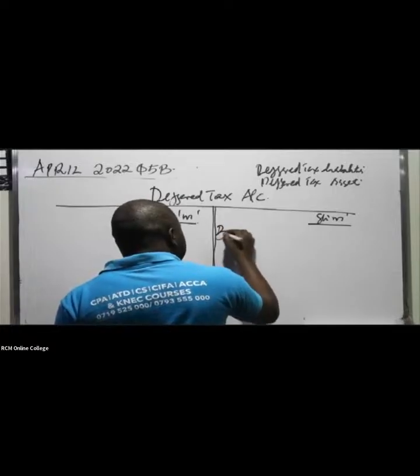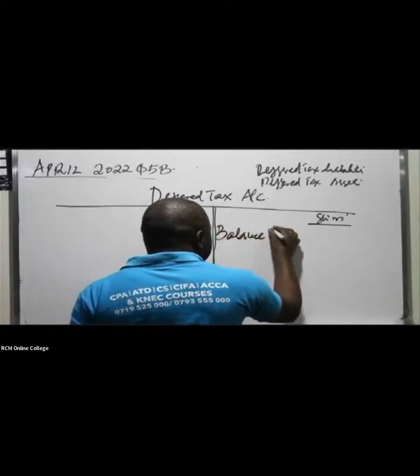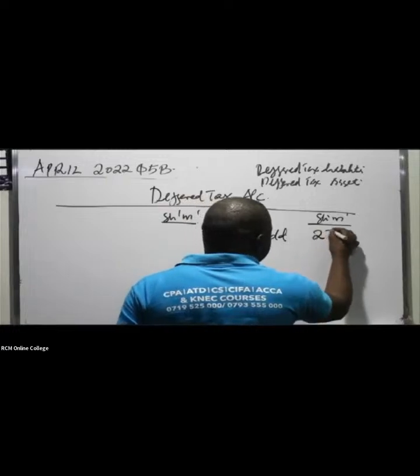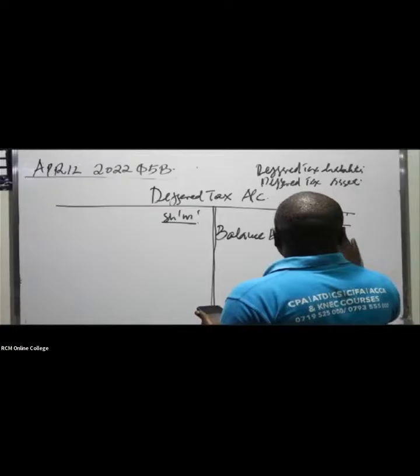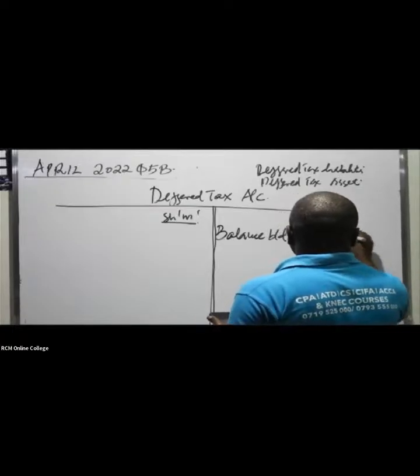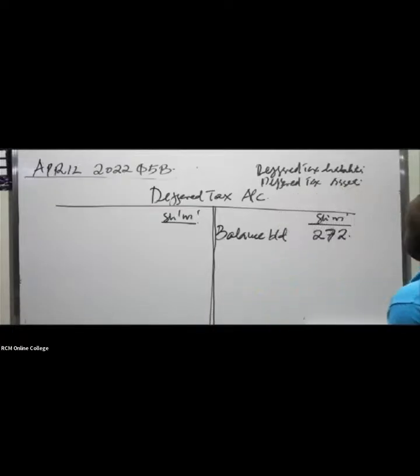And then the opening balance will actually be on this side. So the balance brought down is 272 million. But if you are told the deferred tax asset at the start of the year was 272 million, because it's an asset.